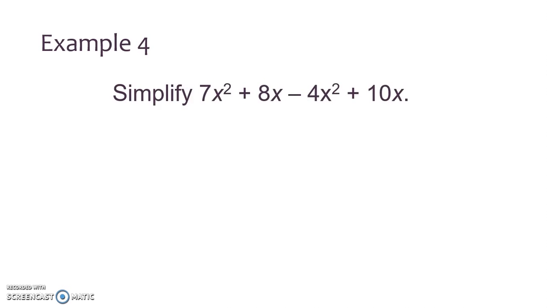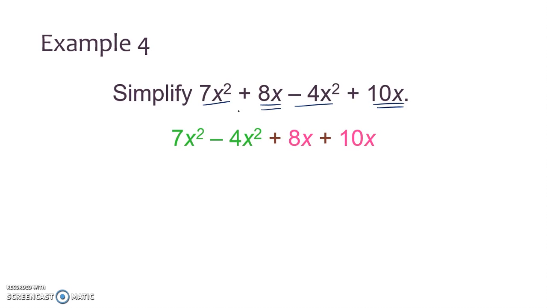Alright, so for example 4, it says simplify, so remember it means combine like terms. So what like terms do we have? Well, we have an x squared and an x squared, and then we have a regular x and a regular x. So we could write those in the correct order so we can see them grouped together.